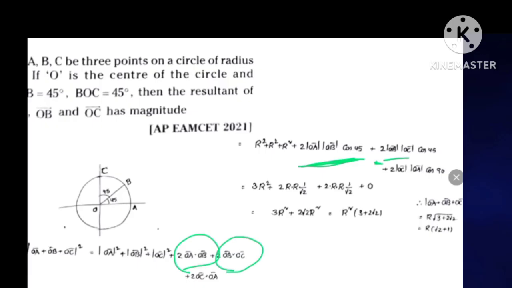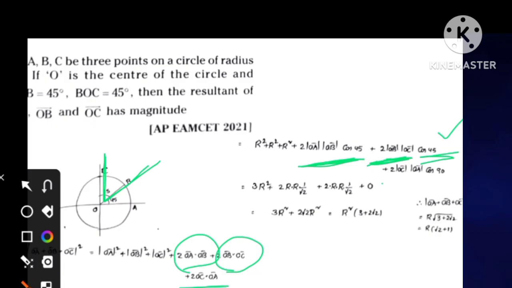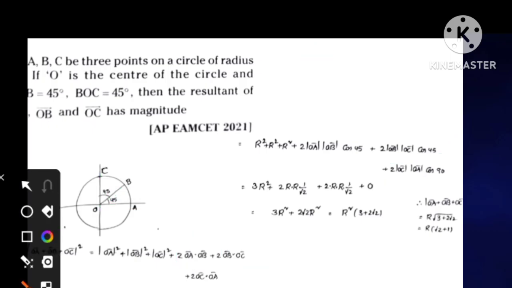2 into mod OB bar mod OC bar, again here also cos 45, since angle between B and C is equal to 45. And last one, 2 into OC dot OA, that means 2 into mod OC bar mod OA bar. The angle between A and C is equal to 90 here, that is cos 90. Understand all of you what I am saying? So here I apply the A dot B formula to these three terms, then you get the expansion like that. Now R square plus R square plus R square is equal to 3R square.